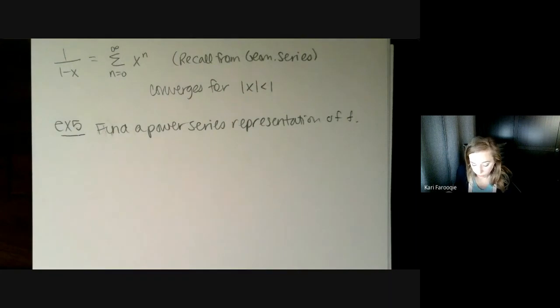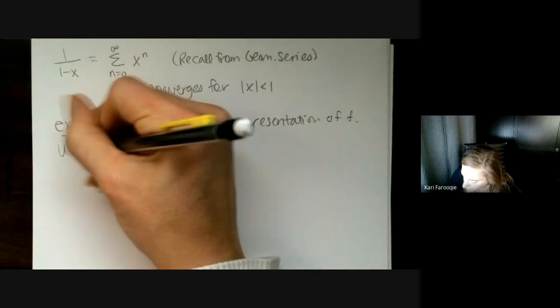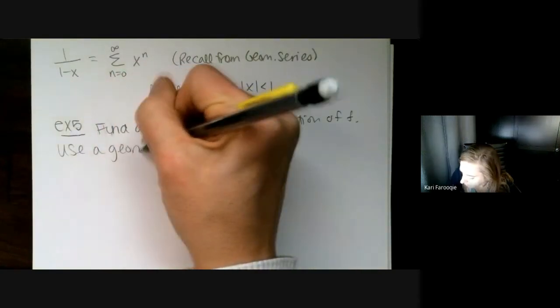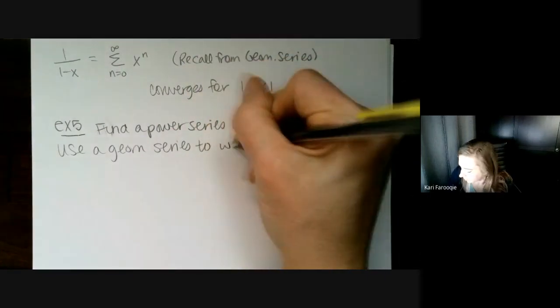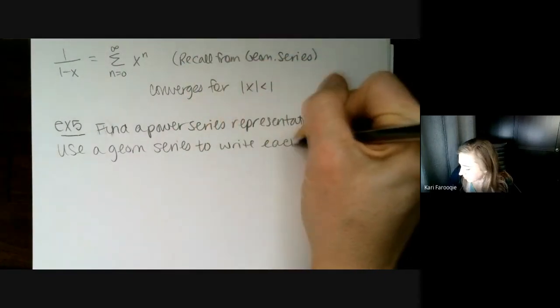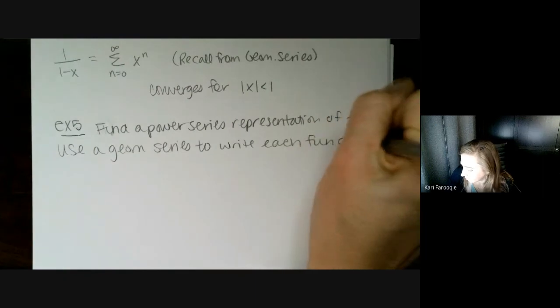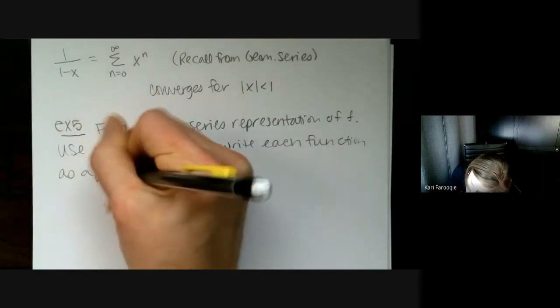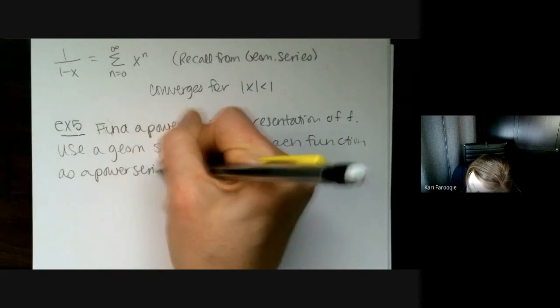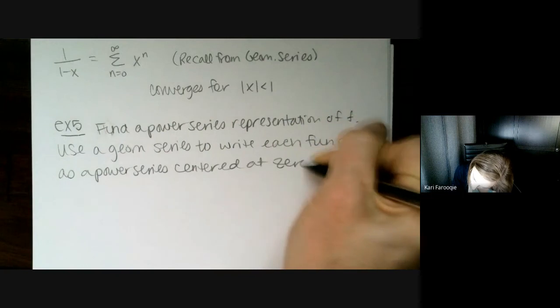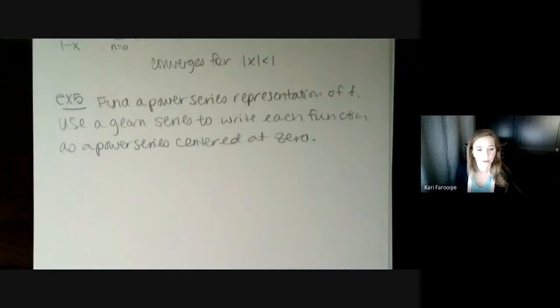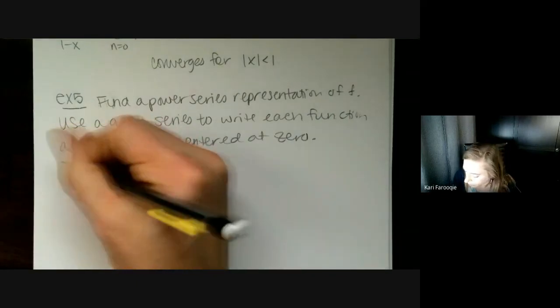So we're going to use a geometric series to represent the function as a power series centered at 0. That's more specifically what we're doing in this example. And then we'll determine the radius and interval of convergence.